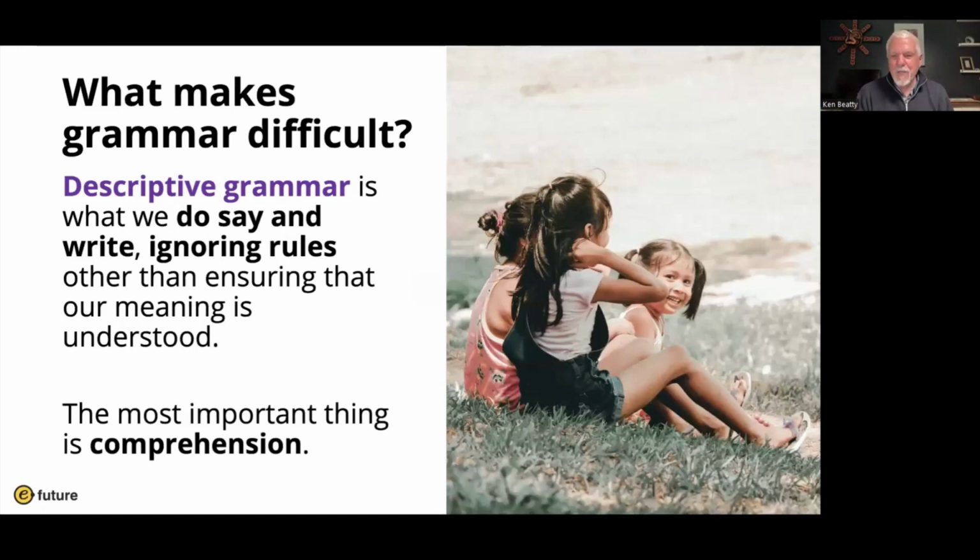Descriptive grammar is really another way of looking at it. That's what we do say, and what we do write, and it ignores the rules. This is really what we should do: we should focus on this point. Is the meaning understood? The most important thing is comprehension. Not just for grammar, but for other things as well.